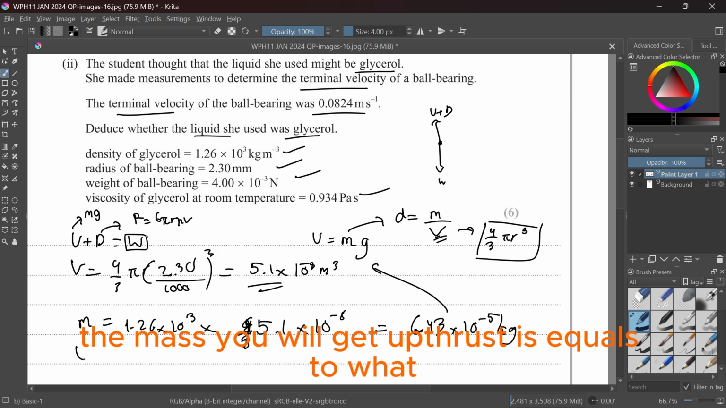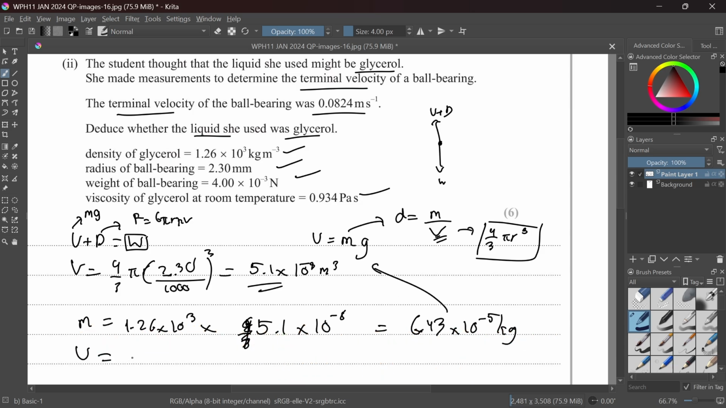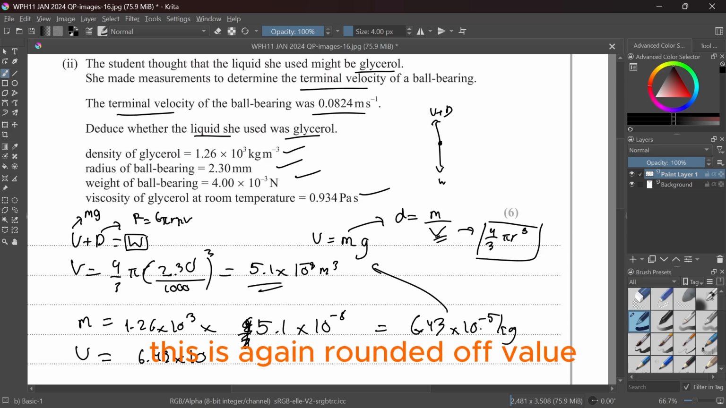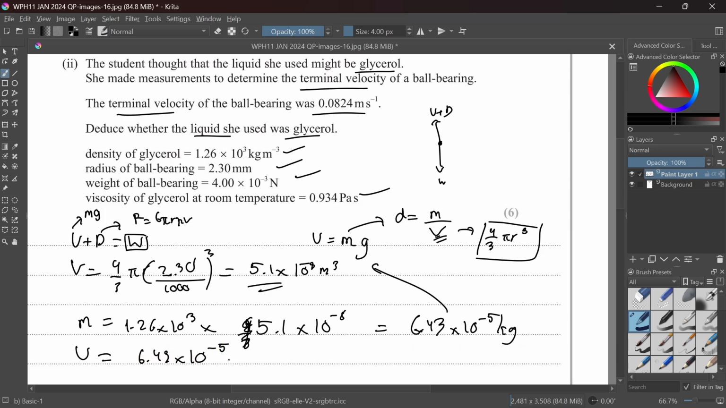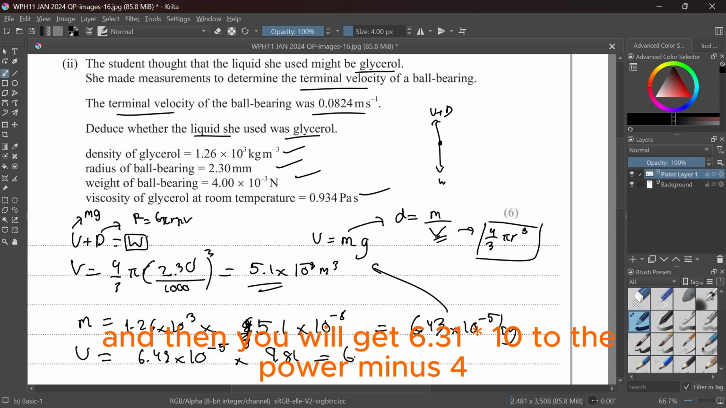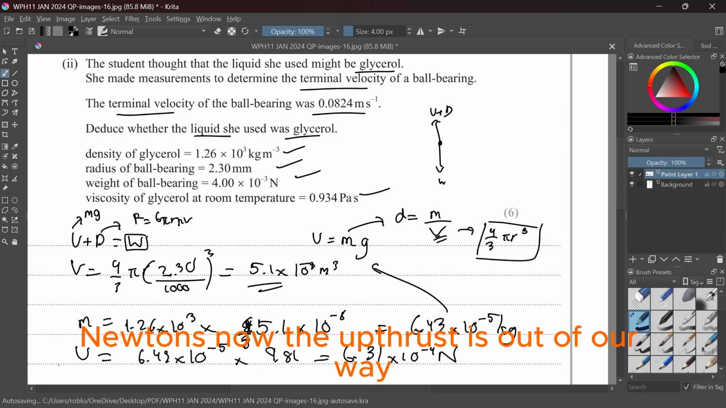The mass you will get, upthrust is equal to what? Upthrust is equal to 6.43. This is again a rounded off value. Don't use rounded off values, right? 6.43 times 10 to the power minus 5 times 9.81, gravity's value, and then you will get 6.31 times 10 to the power minus 4 newtons. Now the upthrust is out of our way.